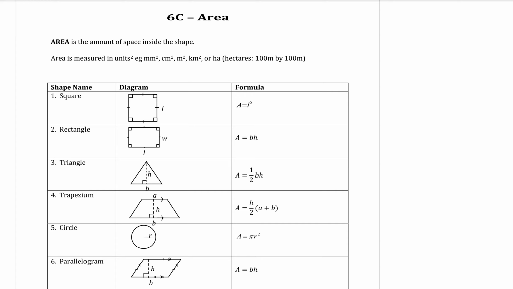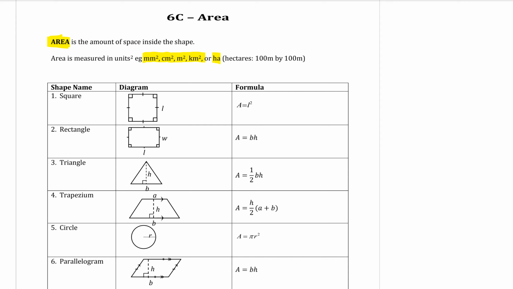Now, area is the amount of space inside a shape. So remember, perimeter was adding up the distance around a shape. Area is how much space is inside it. And the units for area are things like millimeters squared, centimeters squared, meters squared, kilometers squared, or this is a bit of an unusual one, HA, which stands for hectares.